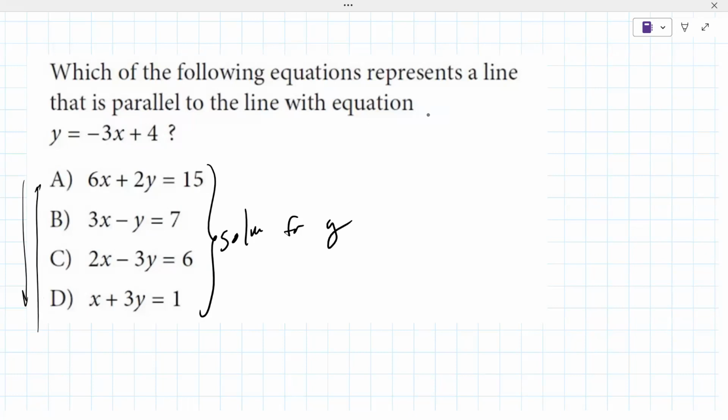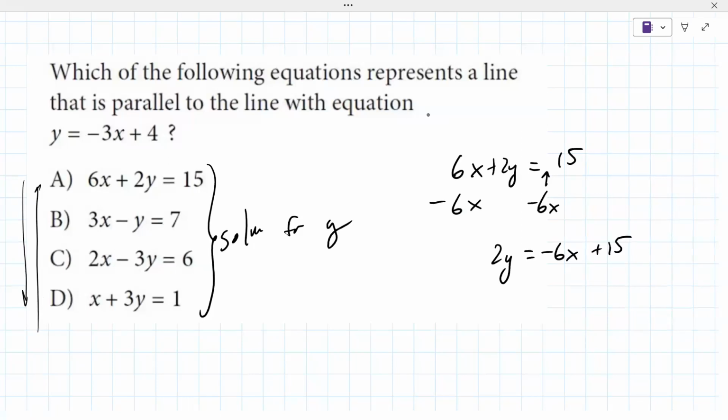Can you go over this one? Sure. I'll do A. Okay, so to solve for y, you first subtract 6x from both sides. And it's really good to actually put that in the front. So 2y equals minus 6x plus 15. Then you divide by 2, but you divide everything by 2. So y equals minus 3x plus 15 over 2. Okay. So is this the answer?